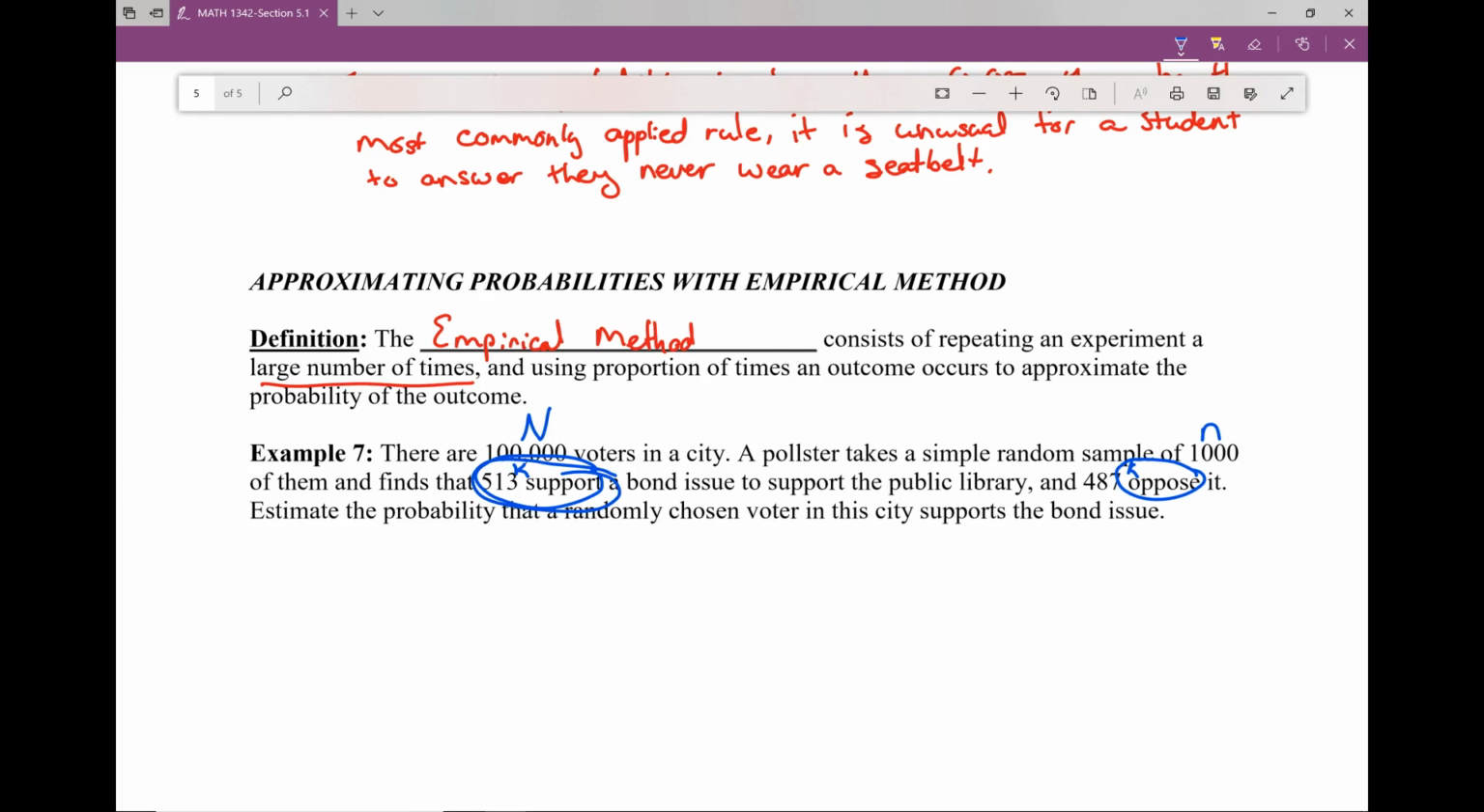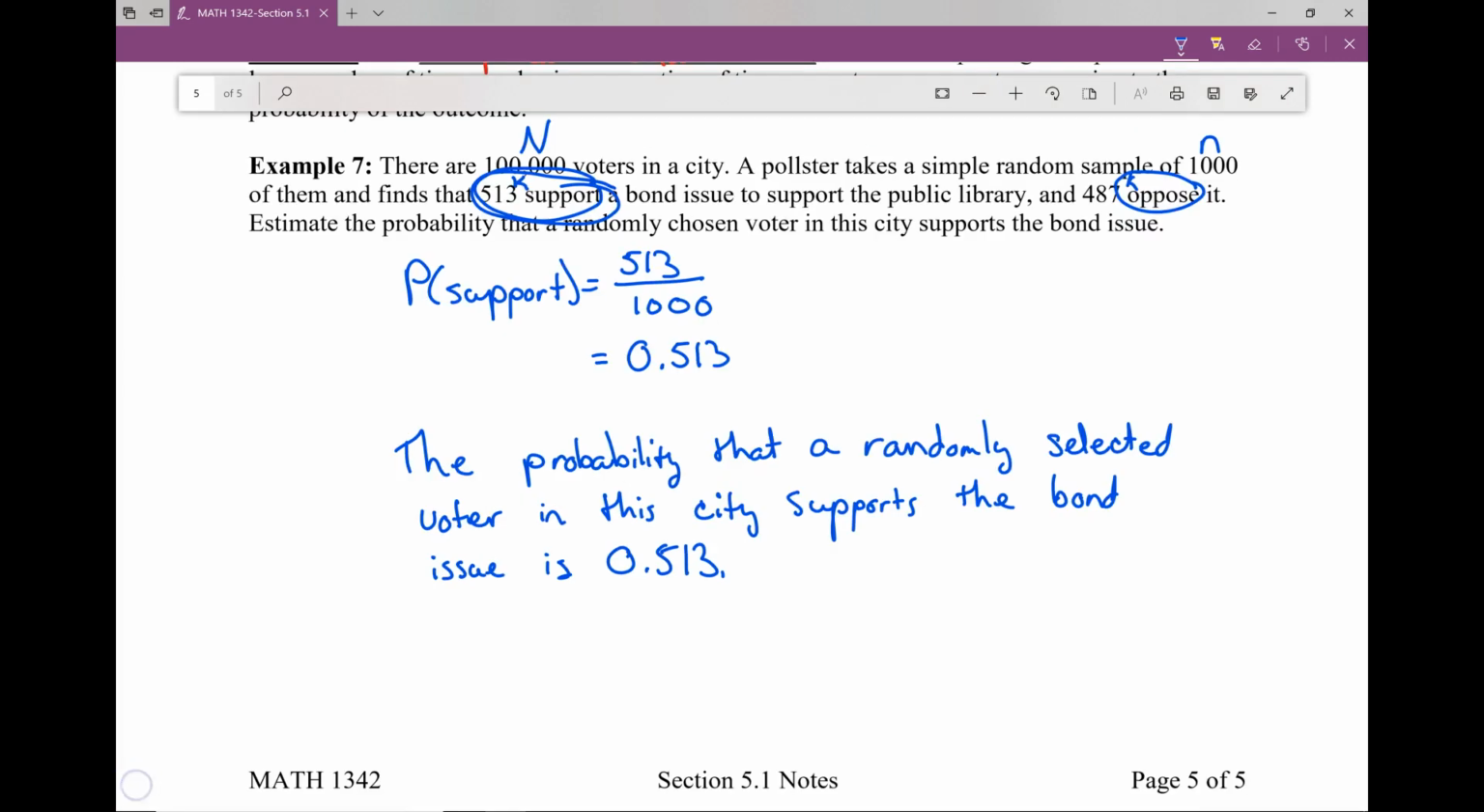So we're talking about these people right here. So the probability that we support it, we had our K, which is 513, out of our sample size, not out of our 100,000, it's out of just our 1,000 voters. And when we divide this out, we get 0.513, or 513 thousandths. So the probability that a randomly selected voter in this city supports the bond issue is 0.513.